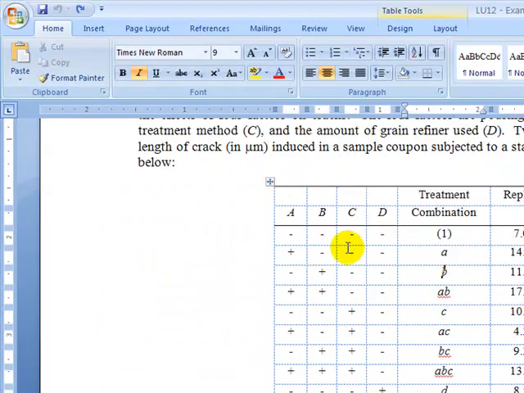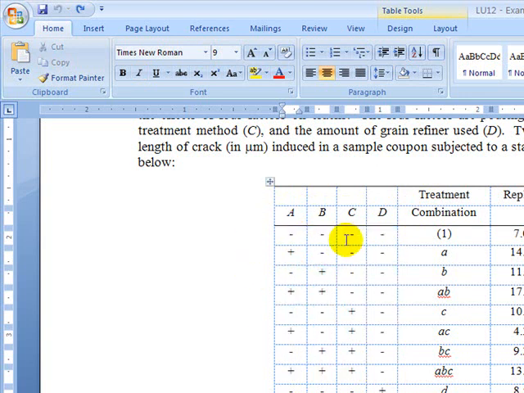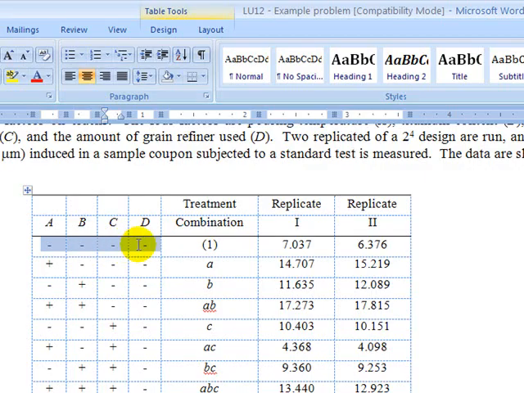Now let's see, the first 4 columns are A, B, C, D, the 4 factors, and you can see negative and positive signs there. The negative sign represents the low level of factor A, and the positive sign indicates the high level of factor A, and similarly for the other factors as well, right? Now let's concentrate on the first row. We have 4 negative signs. That means this particular trial we are running at low levels of all the 4 factors, right?